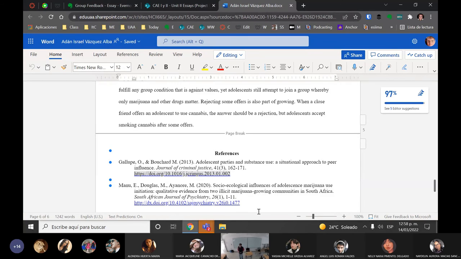Now let's look at our references. Take a look at your references from your writing partner. Now the first thing I'd like for you to look at is the title of the article. We need to have at least three articles, peer-reviewed journal articles. Take a look at the name of the article. The name of the article is going to be this first entry right after the date. So in this case, if you're looking at the page here, we've got adolescent parties and substance use.